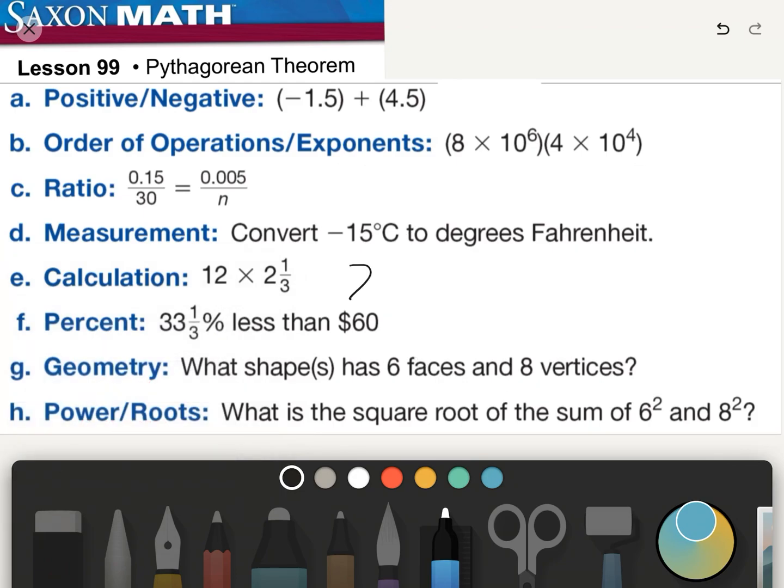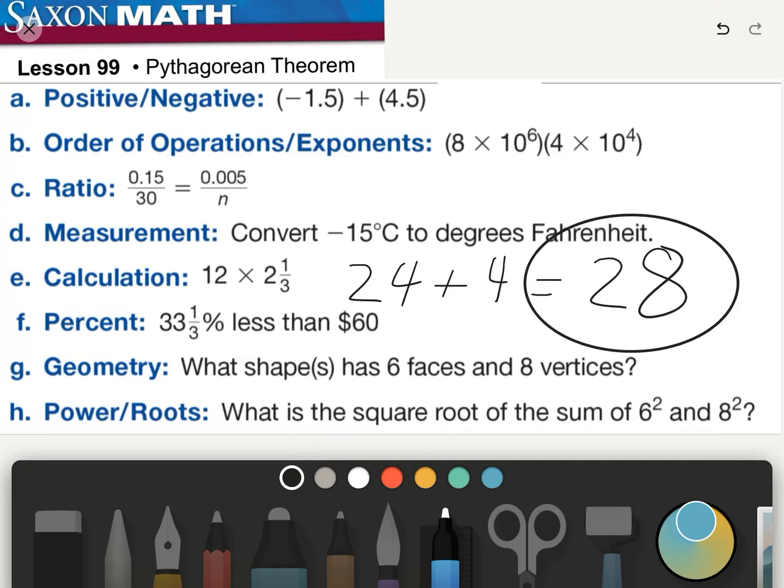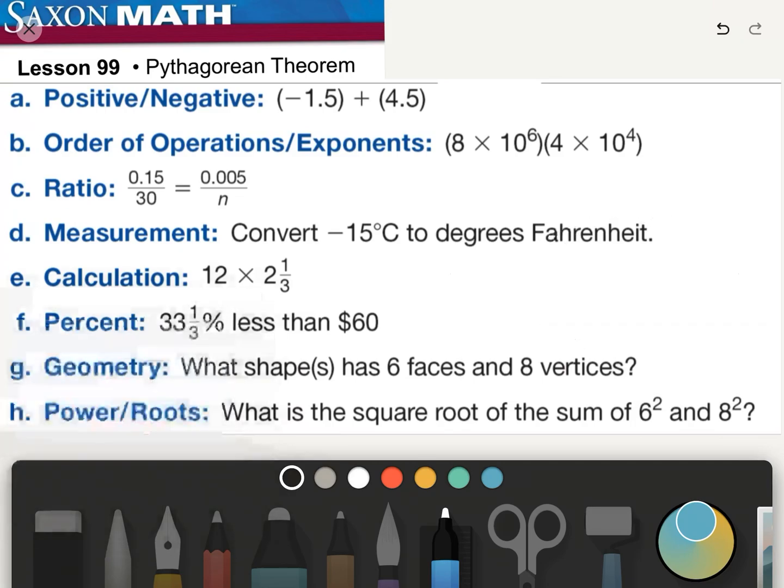Calculation! Well, 12 times 2 is 24. 1/3 of 12 is 4. So that'll get us 28. Percent. Well, 33 1/3% is just 1/3. So 1/3 less than 60. Well, 1/3 of 60 is 20. So 60 minus 20 will get us $40.